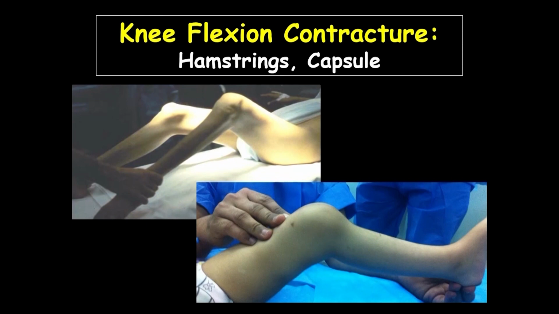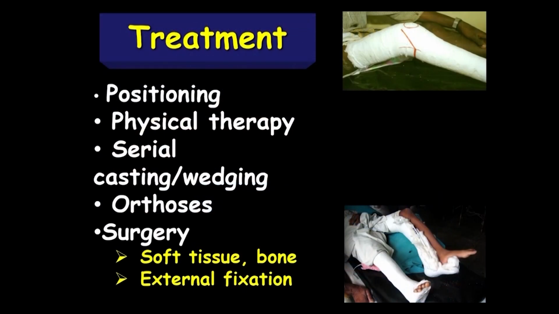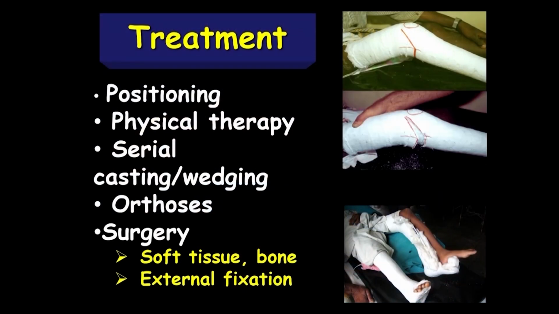The inability to straighten the knee can result from contracture of the hamstring muscles on the posterior aspect of the thigh and also of the soft tissue structures around the joint itself, such as the joint capsule. A number of different strategies can be employed to address this contracture. These contractures can be treated by both non-operative and operative measures.